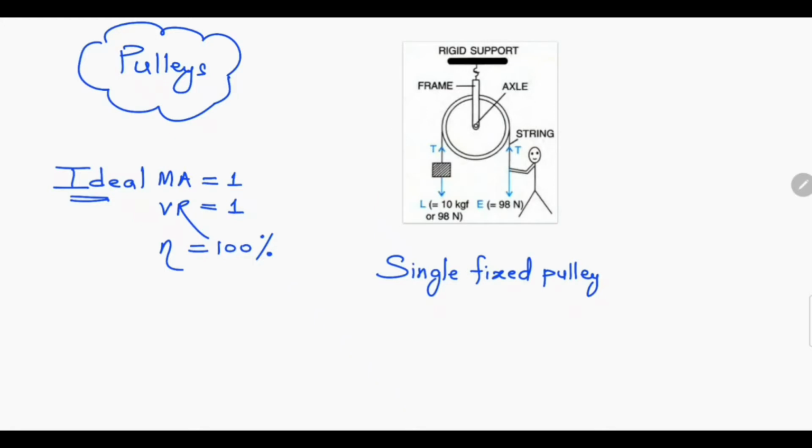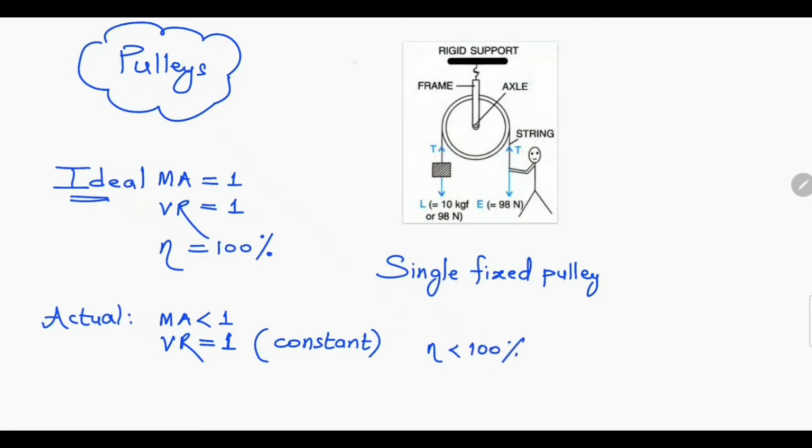But in real life, it will never be like that. Actual machines. So for an actual machine, MA will be less than 1. And the most important part you have to remember is VR is equal to 1. VR will never change. It depends on the shape of the machine. That is why VR is a constant. It never changes. For single fixed pulley, VR will always be equal to 1. So efficiency automatically will be less than, not equal to, sorry. It will always be less than 100%.